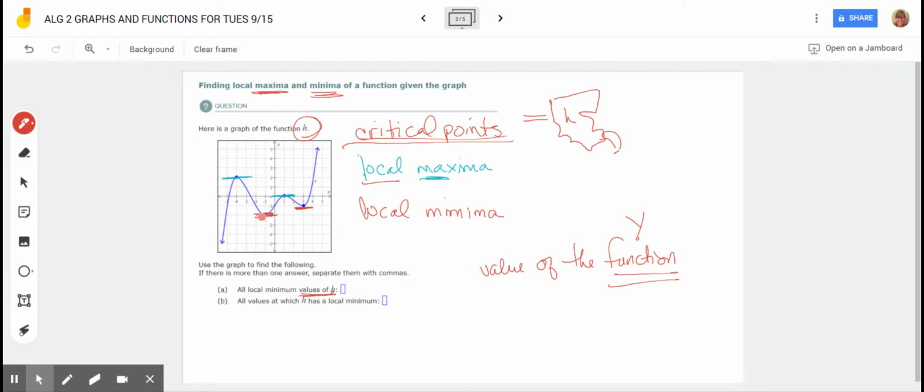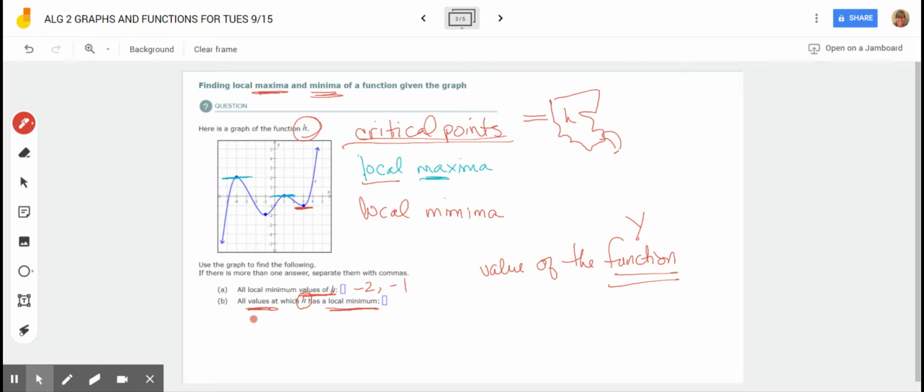We're asking you what is the value of the function. When they say value of the function, they mean the y value. Therefore, it is -2 and -1. And what are the local... Oh, okay. All local minimum values of h. Okay, it says all values at which h has a local minimum.